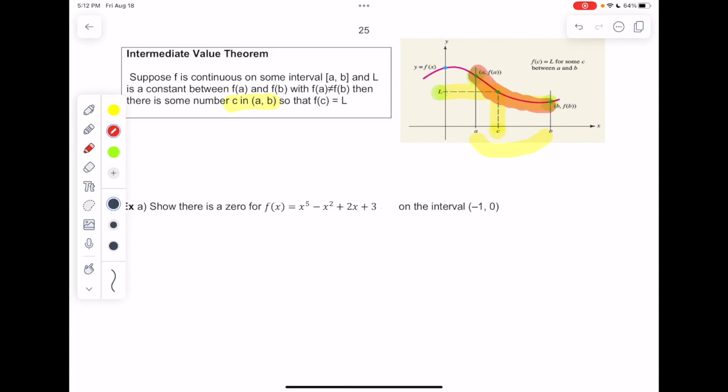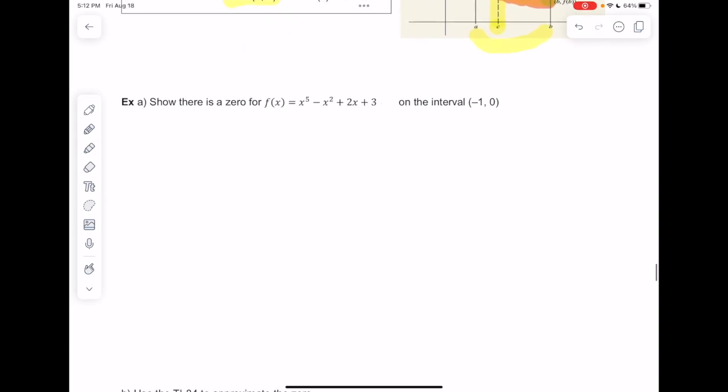So let's see what that looks like when we apply it to an actual function and kind of how we would look at all the pieces. Show that there's a 0 for the function f of x equal to x to the 5th minus x squared plus 2x plus 3, somewhere on the interval from -1 to 0. All right, so we want to apply the intermediate value theorem. So first of all, let's make some notes about continuity.